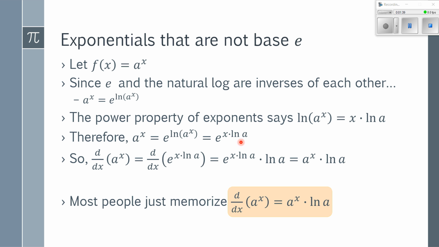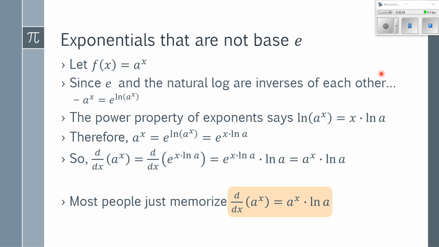So we actually know how to find the derivative of this because we have e to a variable power. So the derivative of e to the variable power is itself times the derivative of the exponent. But e to the x times natural log of a is the same as a to the x. So the derivative of a to the x is itself times the natural log of a.